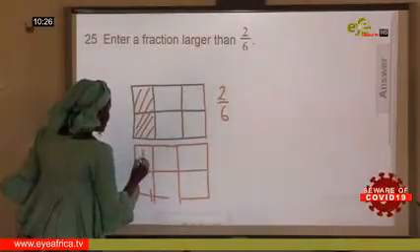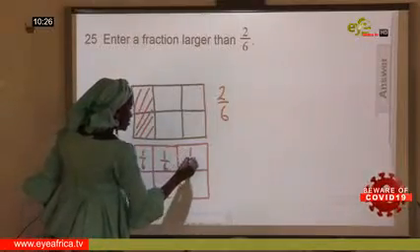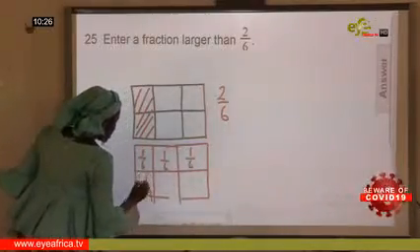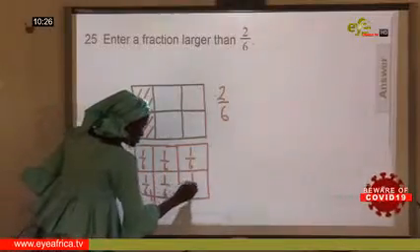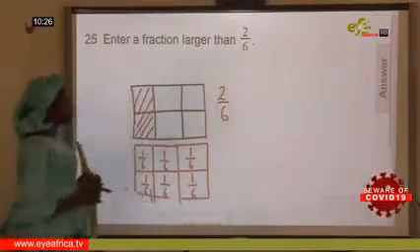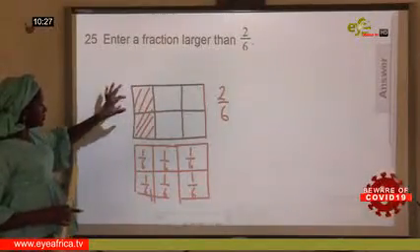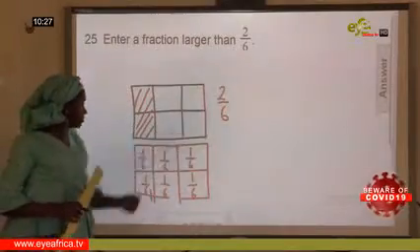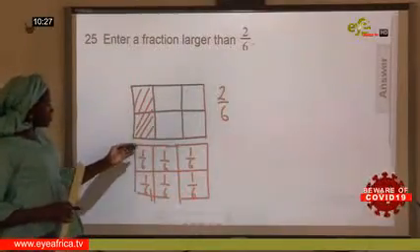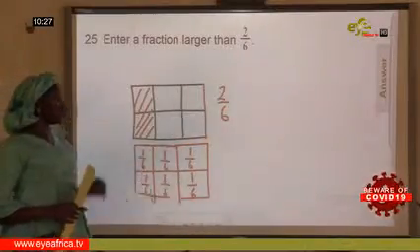this is 1/6, 1/6, 1/6, 1/6, 1/6, 1/6. And in this first diagram you are seeing, the two portions are shaded, which is 2/6. And here you are seeing six parts of 1/6 each.